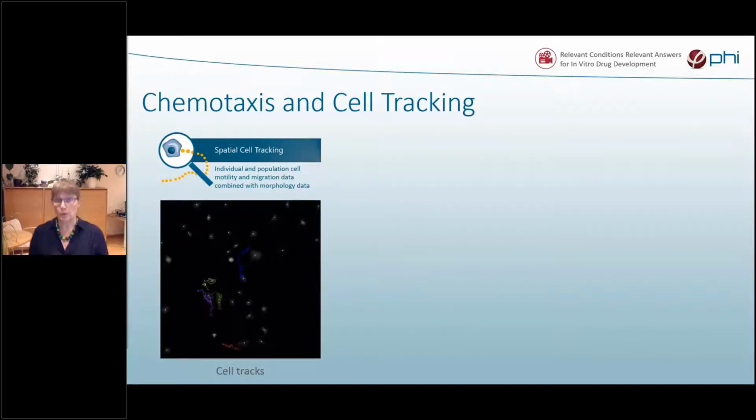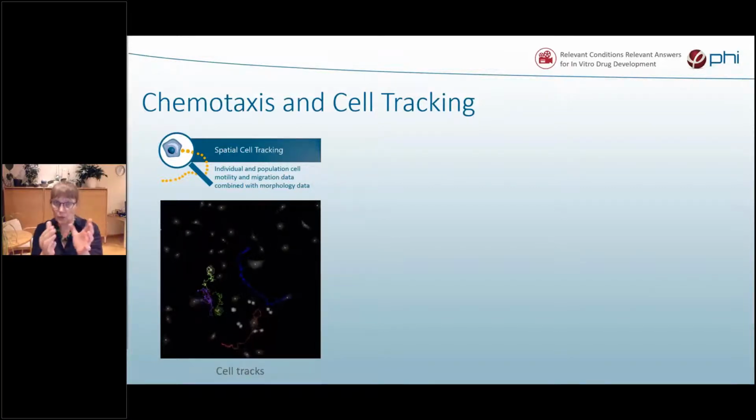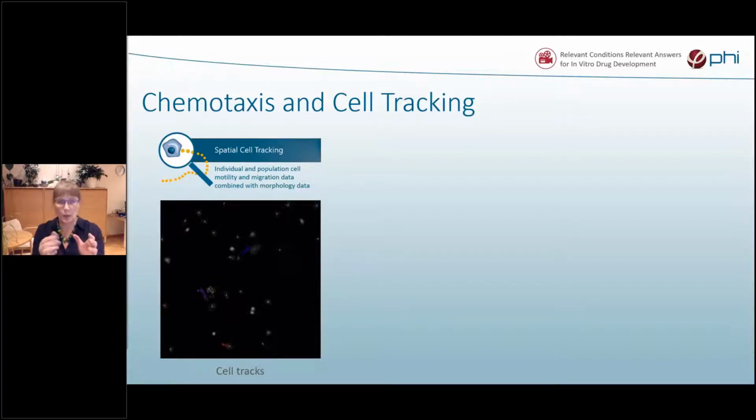Cell movement is also important for cytotoxicity studies. Assays for basic cell movement, as well as chemotaxis and wound healing, are important tools. So the movie shows the tracking of individual single cells over time, and the little colored tails show how the cells have moved.